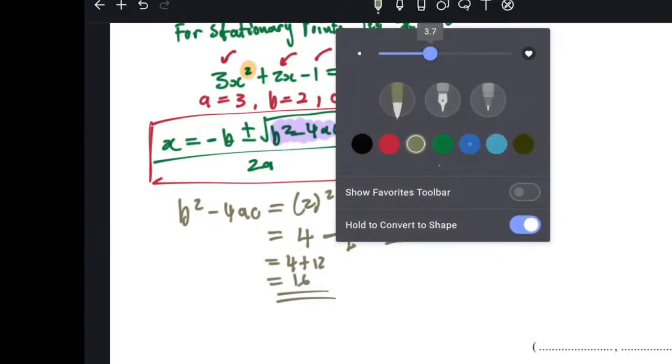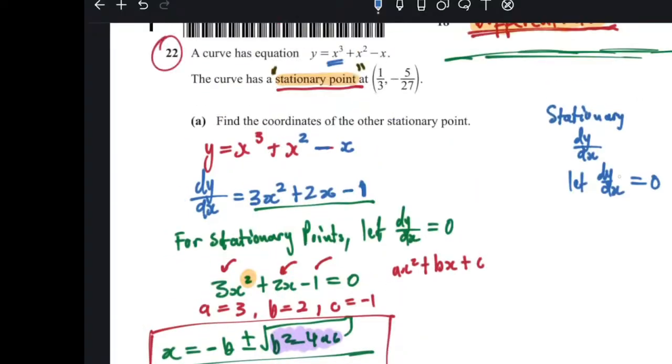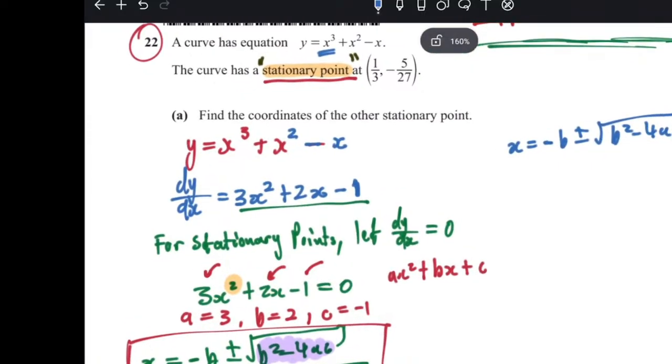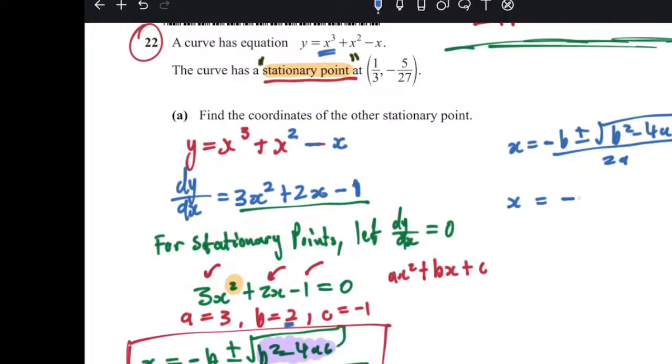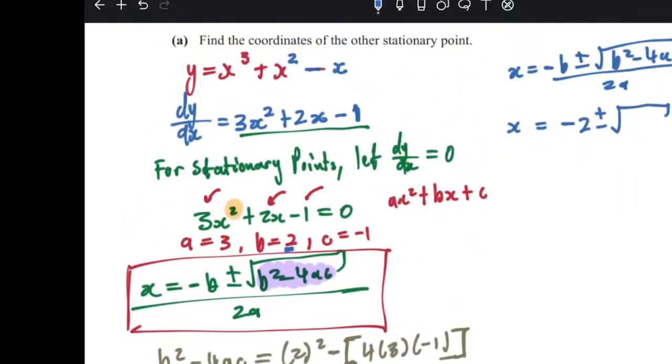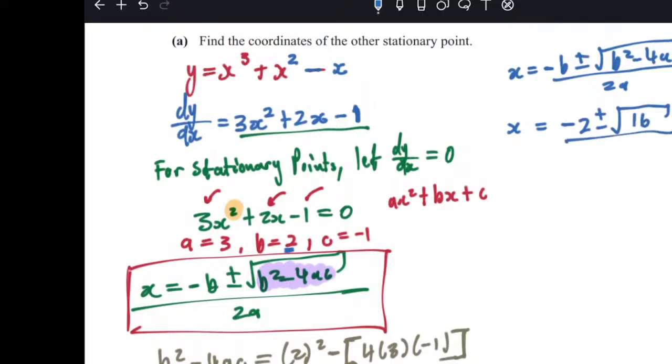Now you can rewrite it to say x is equal to minus b plus or minus the square root of b squared minus 4ac, all over 2a, which means x is equal to minus of b. You know what b is? B is 2. So it's minus 2 plus or minus the square root of b squared minus 4ac. You got the answer here to be 16, so the square root of 16, all over 2a, which is 2 by 3.